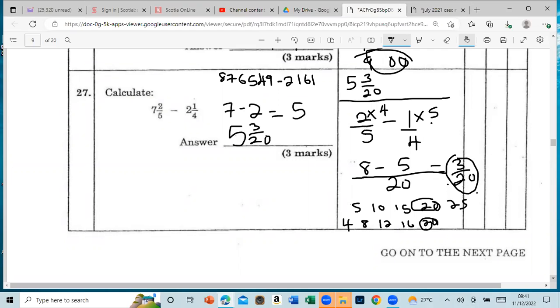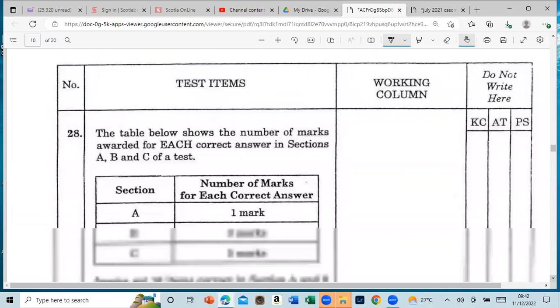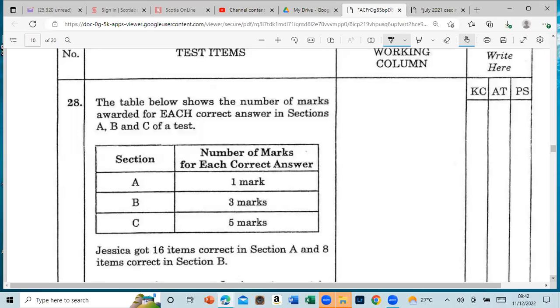And if we are multiplying, it is a different rule. For division, it is a different rule also. And we went through those. All right. Let's look at 28. It says the table below shows the number of marks awarded for each correct answer in sections A, B, and C of a test. So section A, 1 mark for each correct answer. For B, 3 marks. That's how you read the table. You read it row by row. And then C, 5 marks. So section C, 5 marks for each question. What does each mean? That's the key word here.